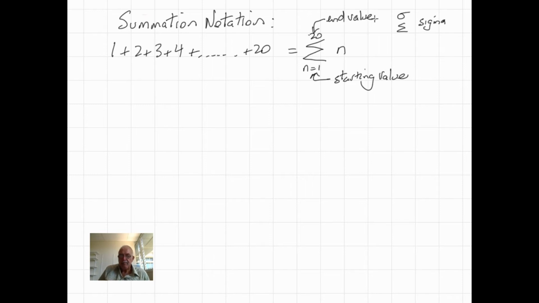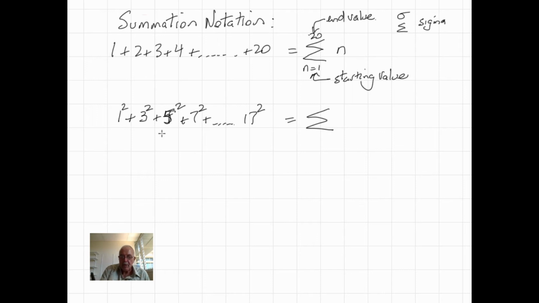All right. How could we write 1 squared plus 3 squared plus, sorry, we're doing the odds, 3 squared plus 7 squared plus 17 squared? We want a short way of writing that, so we use our sigma sign.